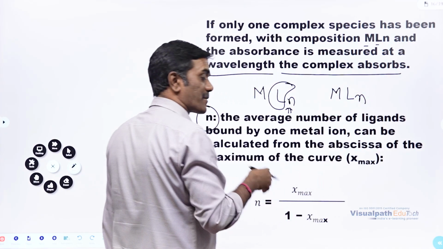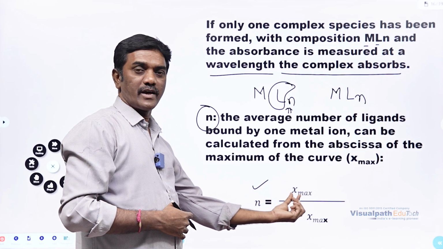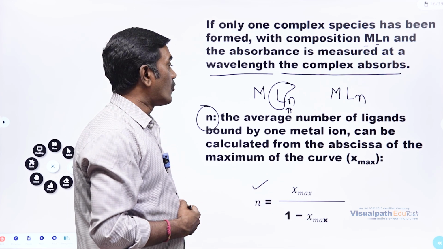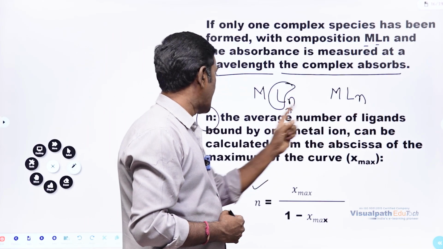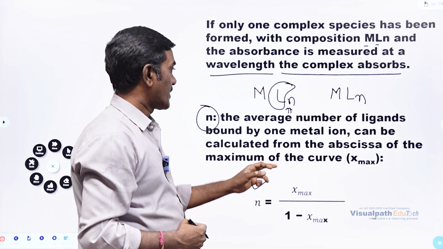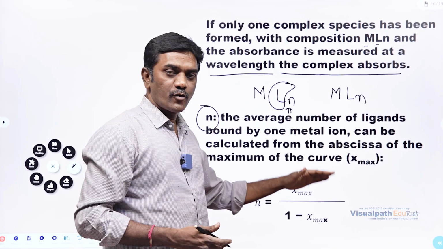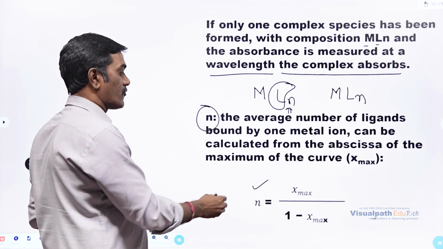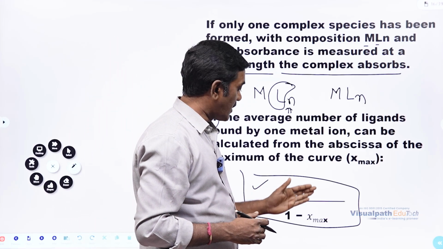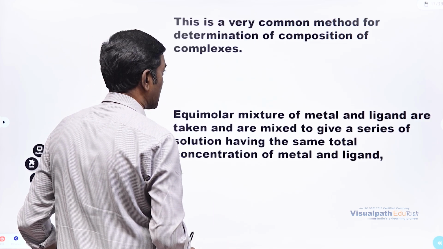This n is going to be determined in Job's method, where n is equal to X maximum divided by 1 minus X maximum, where X represents the mole fraction. The average number of ligands bound by one metal ion can be found using this method, calculated from the abscissa of the maximum of the curve. We are going to show you the graph, and based on that graph we get an answer from here. So n is equal to X maximum divided by 1 minus X maximum. What this X is, we are going to see in this particular topic.